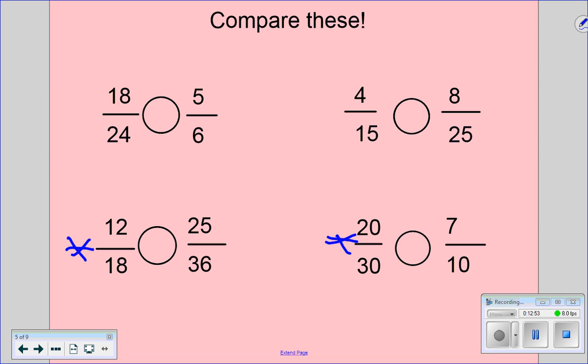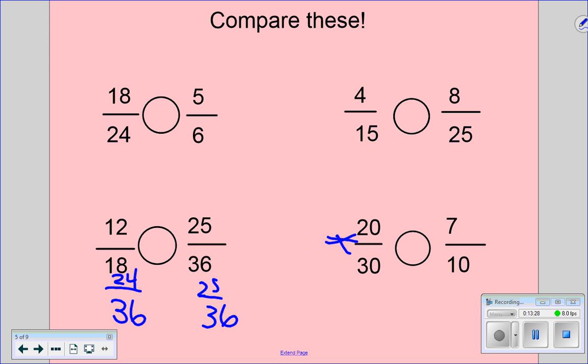Let's do this first. 12 eighteenths and 25 thirty-sixths. What's the denominator I could use there? Usually when it's a big number on the bottom, I can make it pretty simple. 18 can go to 36. It should be just 2 times. So if I go times 2, it'll be 36. So yes, we can use 36. This would be 24. This is 25 out of 36.